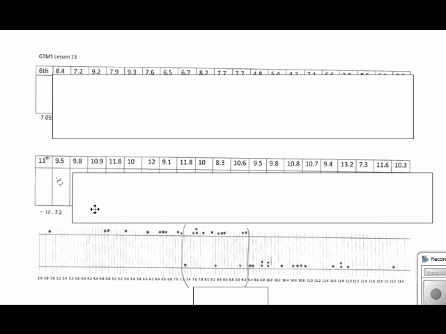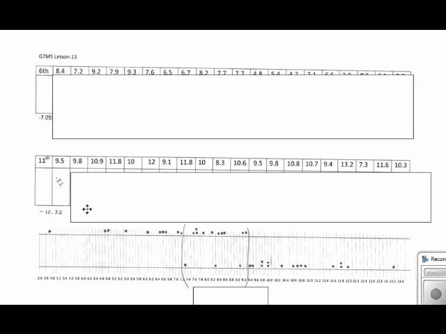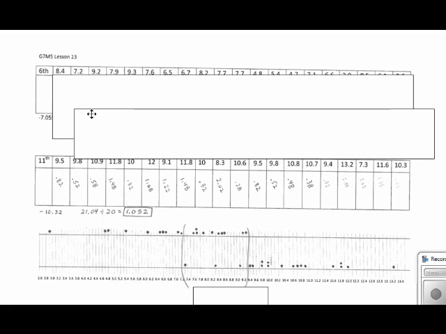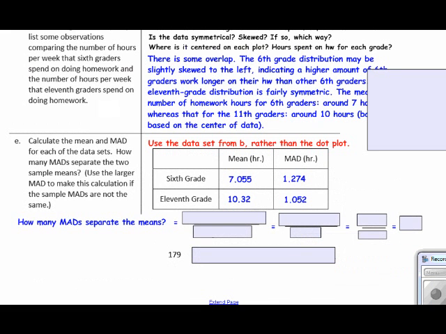Pause the video and find the distance each number of hours is from the mean of 10.32. Then add those numbers together and divide by 20 to find the MAD. So we've completed that task and our answer is 1.052. We calculated the mean for the 6th grade and the 11th grade. Then we calculated the MAD for each grade.